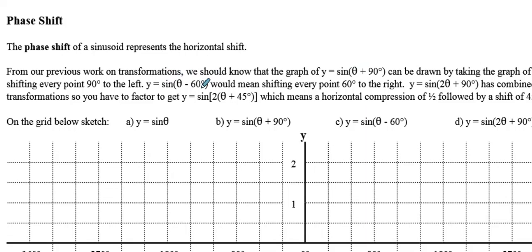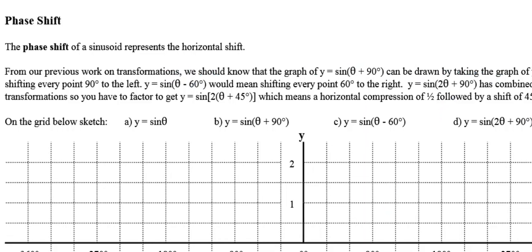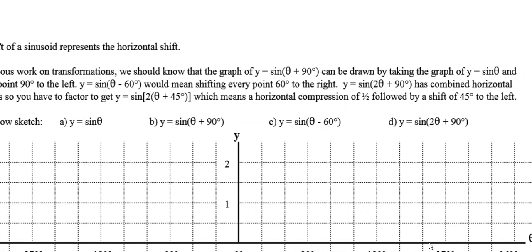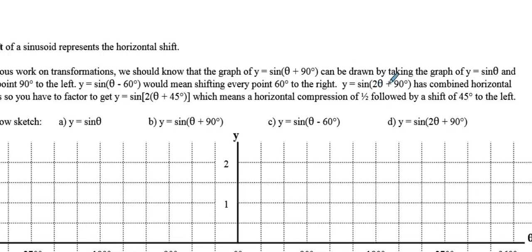So this one would go 60 degrees to the right. This one has a combined transformation, okay? So you have a k value of 2, but you also have a phase shift. Now the phase shift, if you remember, is not going to be 90 degrees because you have to factor out the k value and from the c value or p value, whatever one you want to call it. All right, so we're going to do these.